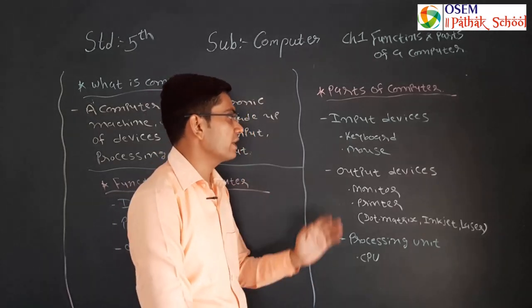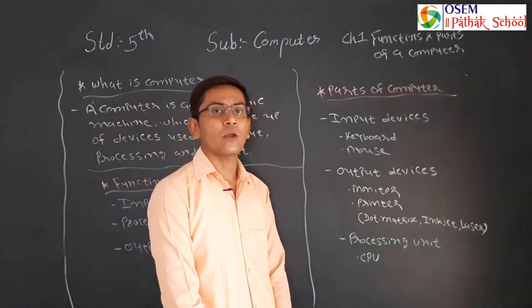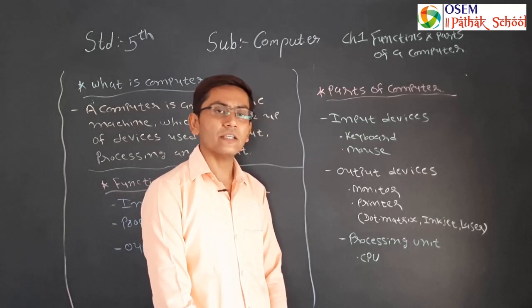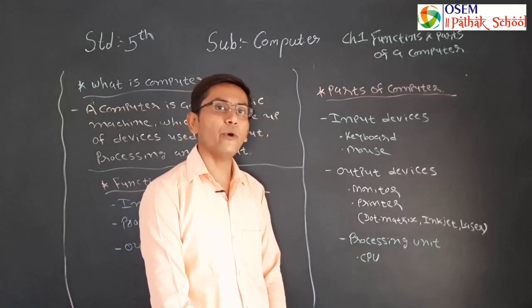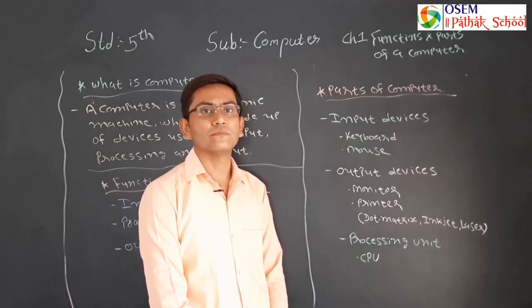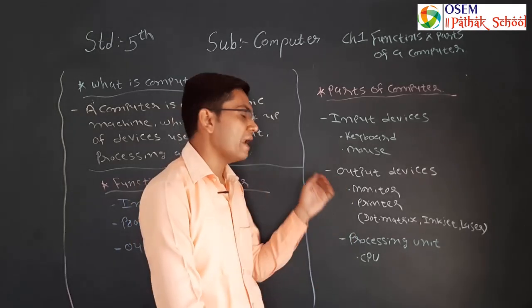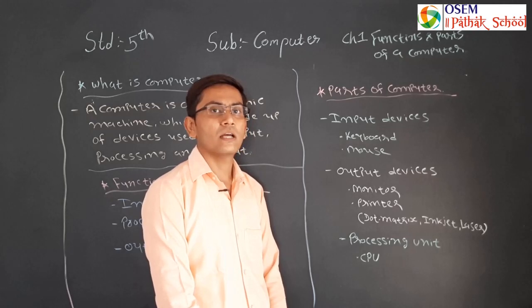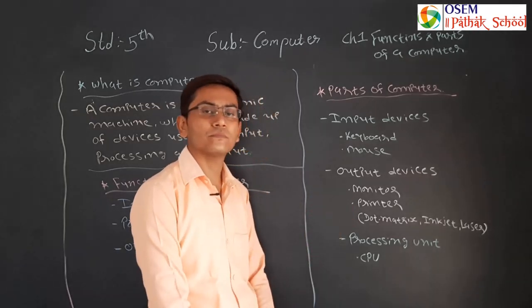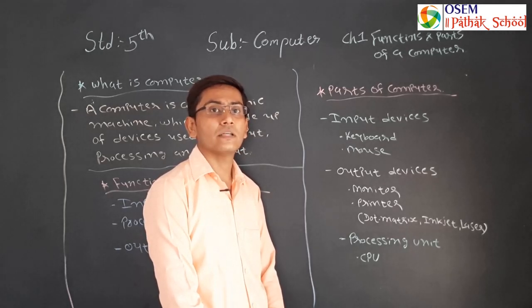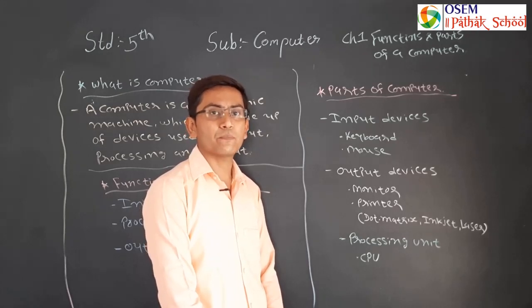Next one is output devices. When computer works on input data, after processing, it displays the output on monitor and prints output with the help of printer. So monitor and printer are most commonly used output devices. Let's start with monitor. Monitor looks like TV screen. It is called VDU, means Visual Display Unit.